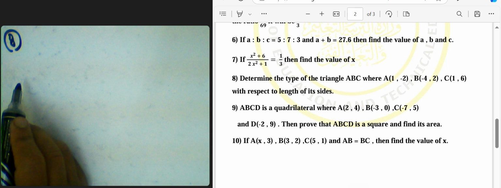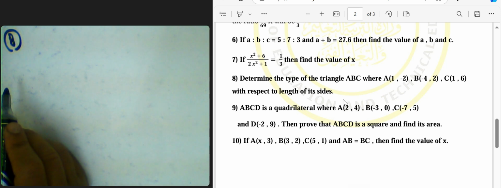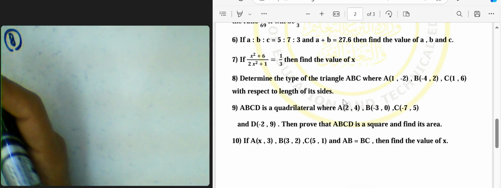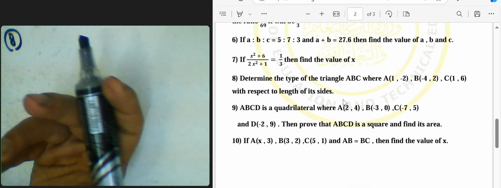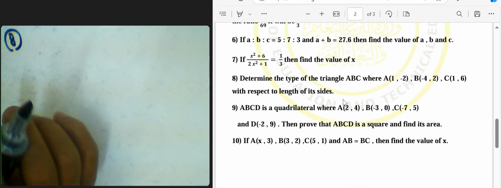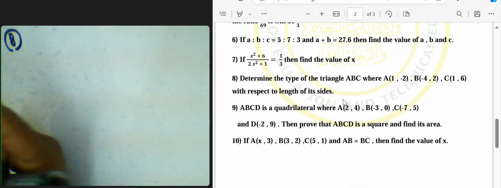Next question, number 8. Determine the type of triangle ABC with respect to the length of each side. We are asked whether the triangle is isosceles, scalene, or equilateral. To prove that, the first step is that we must prove that the sum of two sides is greater than the third.